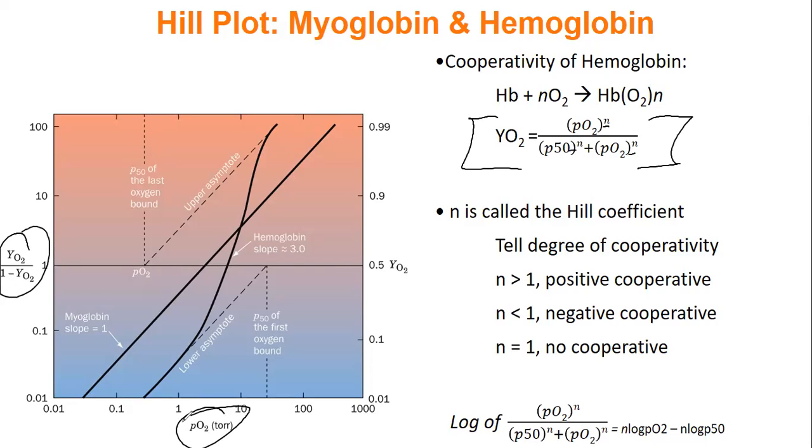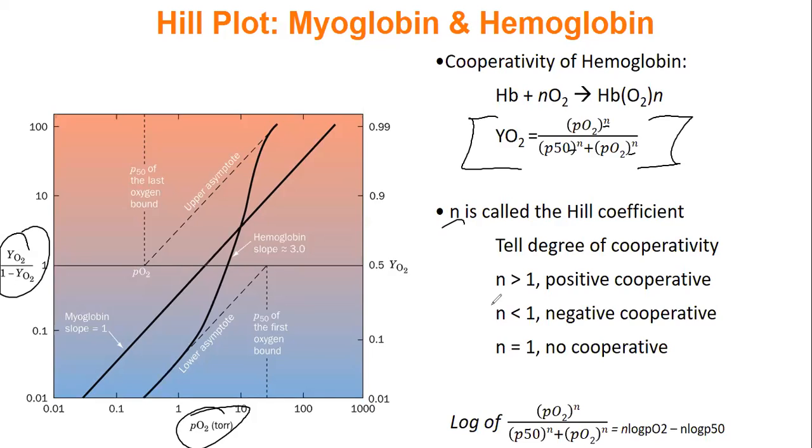And what a Hill plot does is tell you if your protein has cooperative binding or not. So you make this plot, and you basically just measure slopes, right? And the slope that you get out is called a Hill coefficient. We need to know what value of Hill coefficient means what, right?